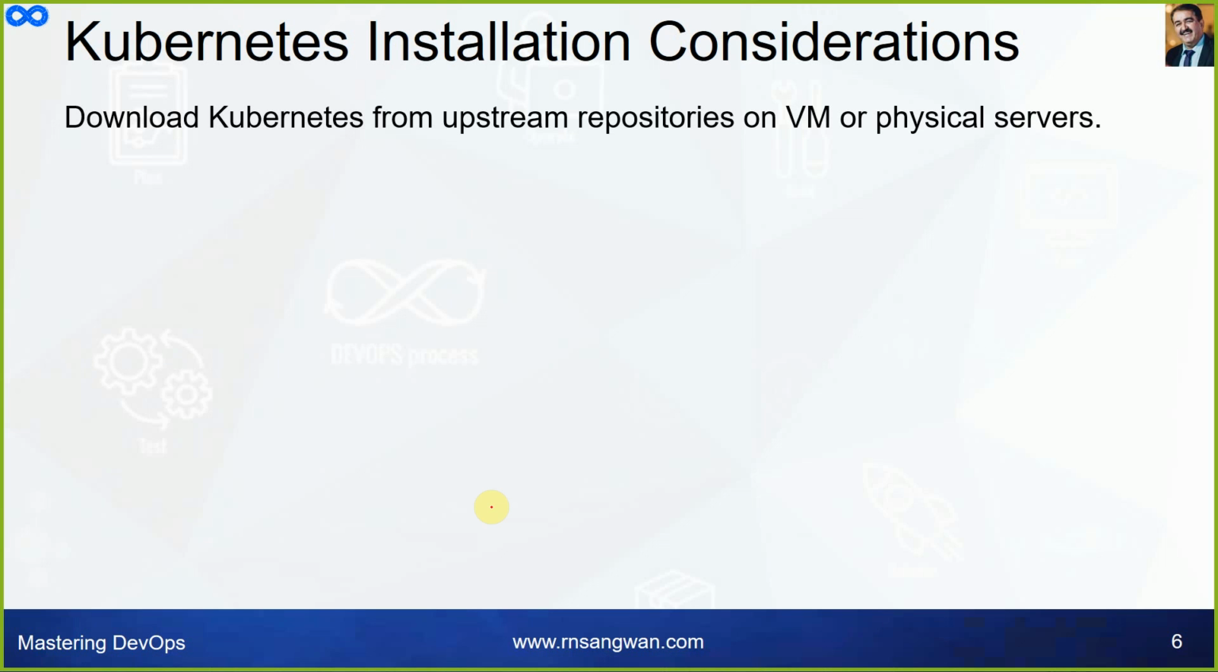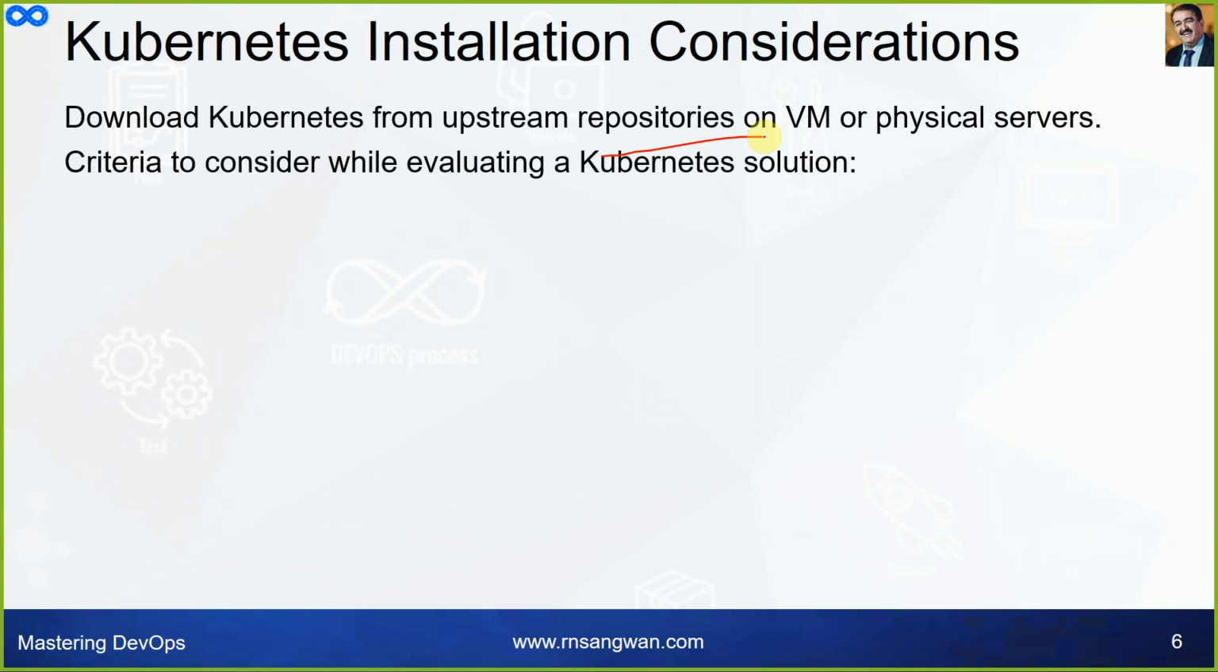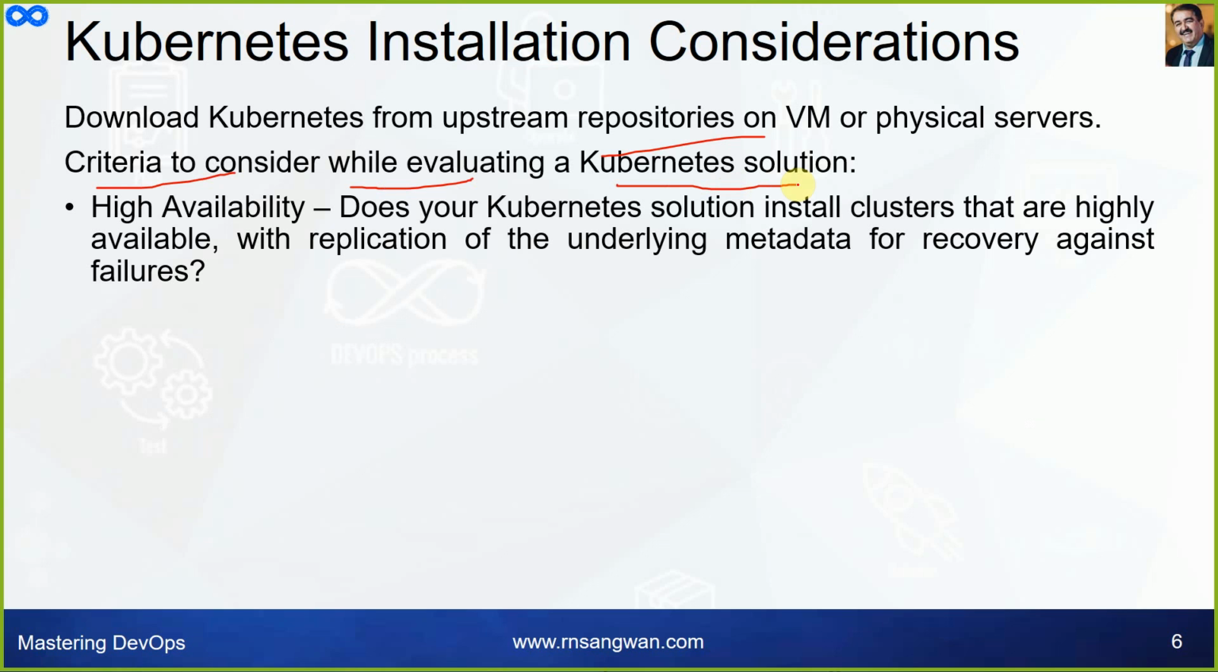Installation considerations. Before you actually think of deploying it in your production environment, you have some questions you need to answer. Download Kubernetes from upstream repositories on VMs or physical servers, but please consider these criteria while evaluating a Kubernetes solution for your production use. Very important. It will give you a lot to think about and propose to your team whether we should use it or not, and if we use it, are you ready?